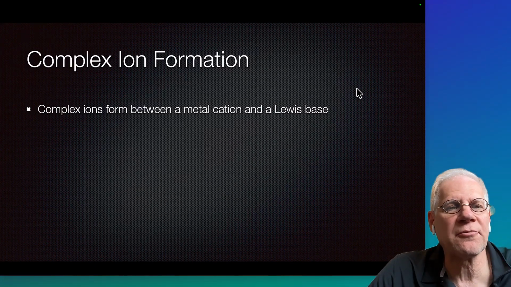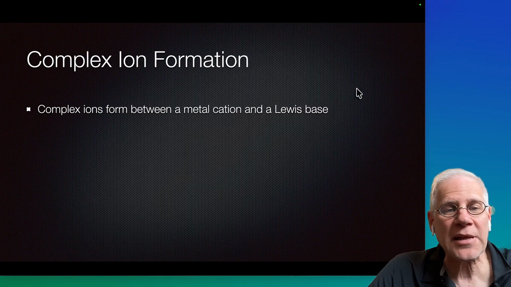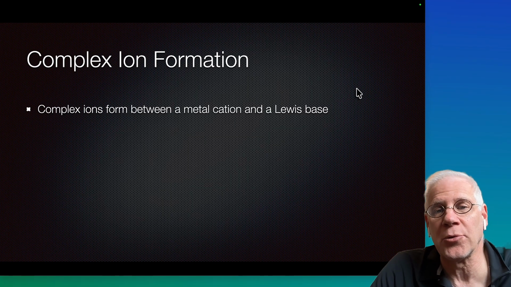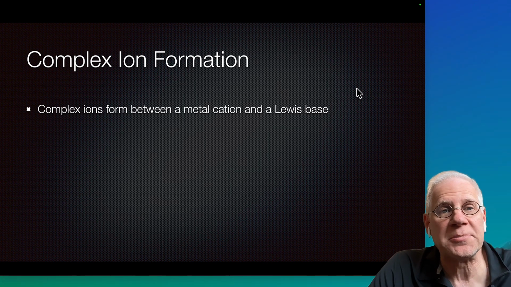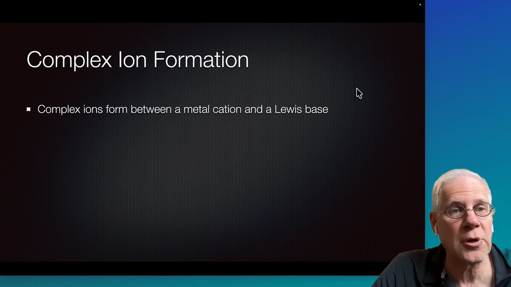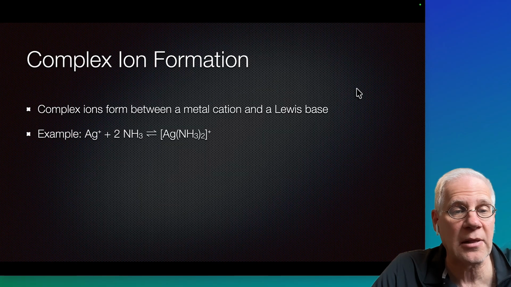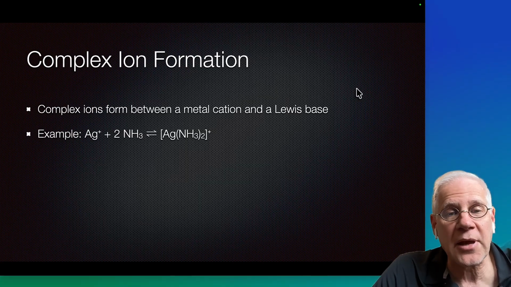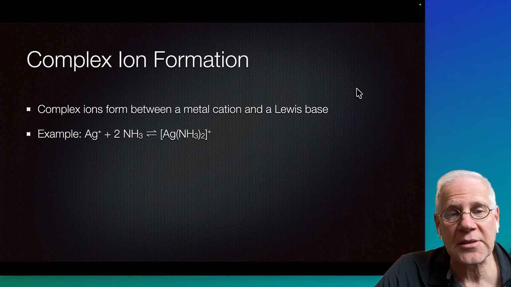So for complex ion formation, here we have a complex ion forming between a metal cation and a Lewis base. Remember, a Lewis base is something that has a lone pair of electrons that it can donate to a cation, usually a metal. So as an example, we can have silver interacting with ammonia, where that nitrogen has a lone pair of electrons, and we form a complex, a silver ammonia complex.